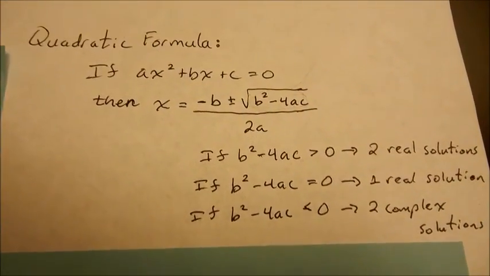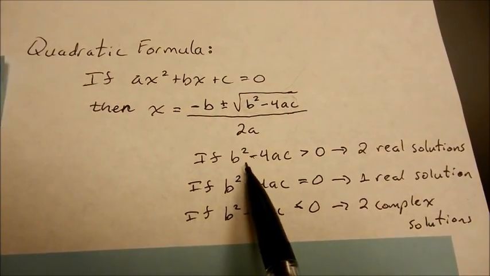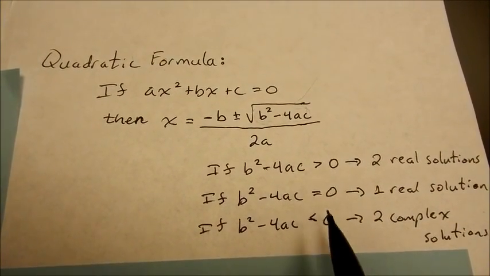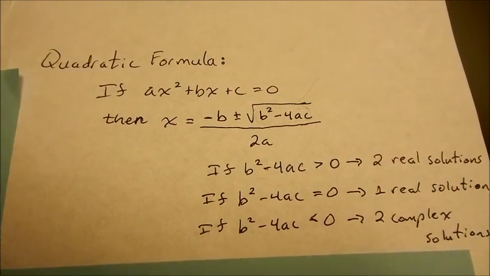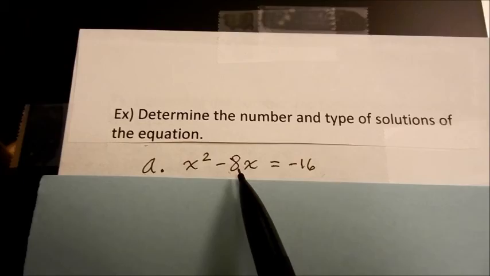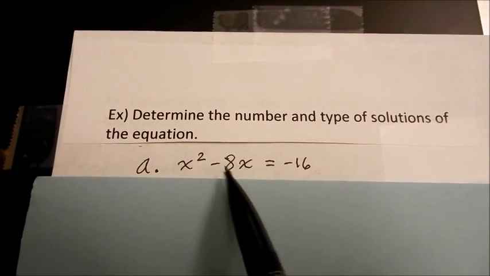So here's a summary of that. b squared minus 4ac is called the discriminant. So under these circumstances, you have these kinds of solutions. Alright, so here's the idea. Let's go find the discriminant in the quadratic formula for this equation.